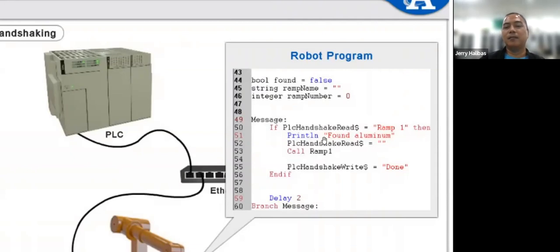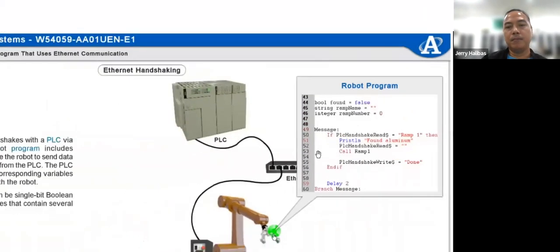Part of the mechanism is that if it has nothing to read, it will not read. The PLC handshake read string $ sign is equal to null, so there is nothing to read. Next, call the ramp subroutine, ramp 1. Then, when it is done, PLC handshake write $ sign is equal to done. So it is finished. Then of course, there will be a delay. Then it loops back to the message label. That is the basic program.